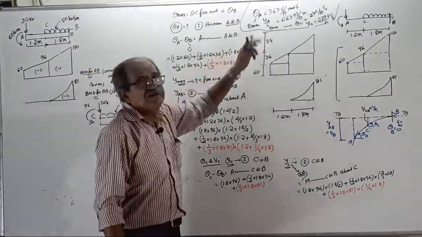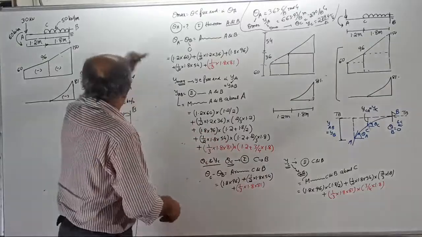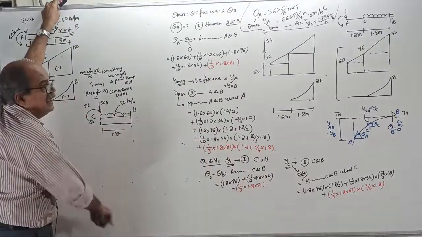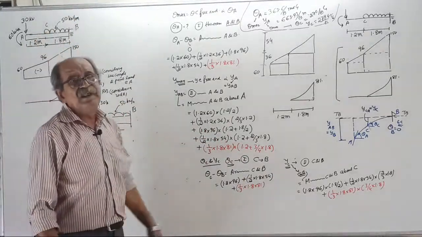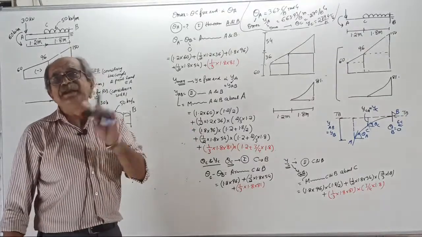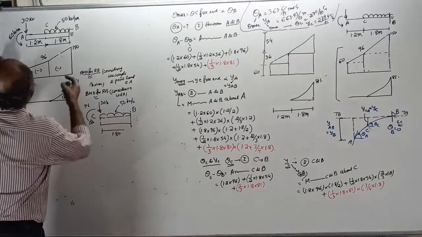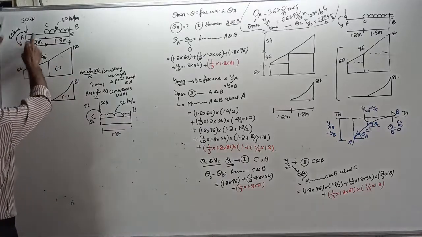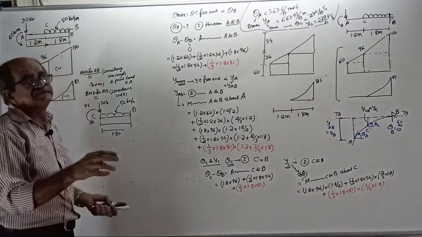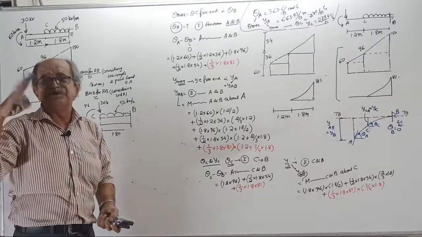Suppose the answer is not tallying, I will tell you some calculation mistake is done here, correct it, what all I told, correct it, then you get it. Then I will apply my trick. I have got a special trick now. I do not require this much. To get slope and deflection here and here, I need very little time. I have my own special tricks.